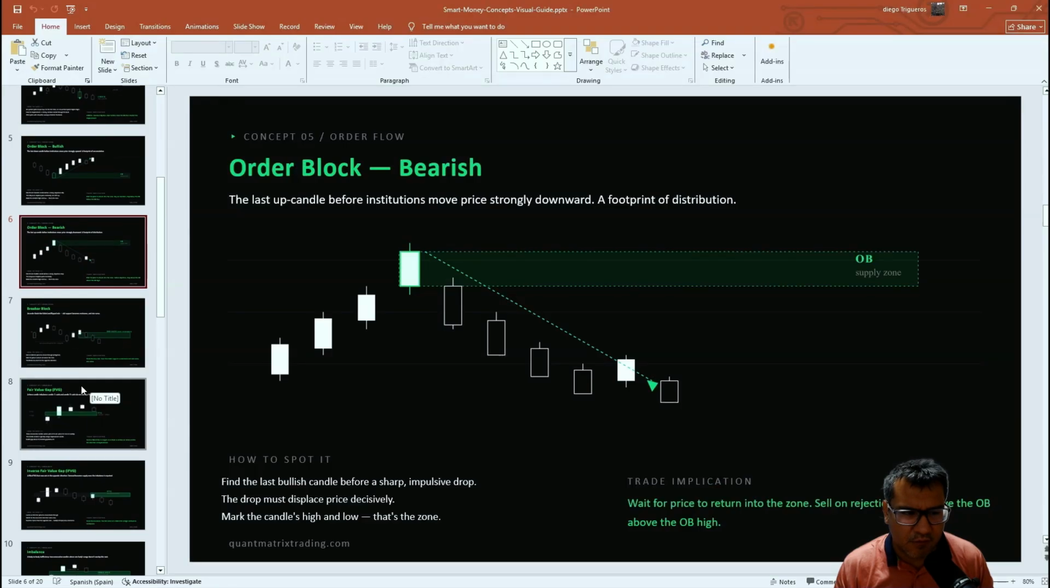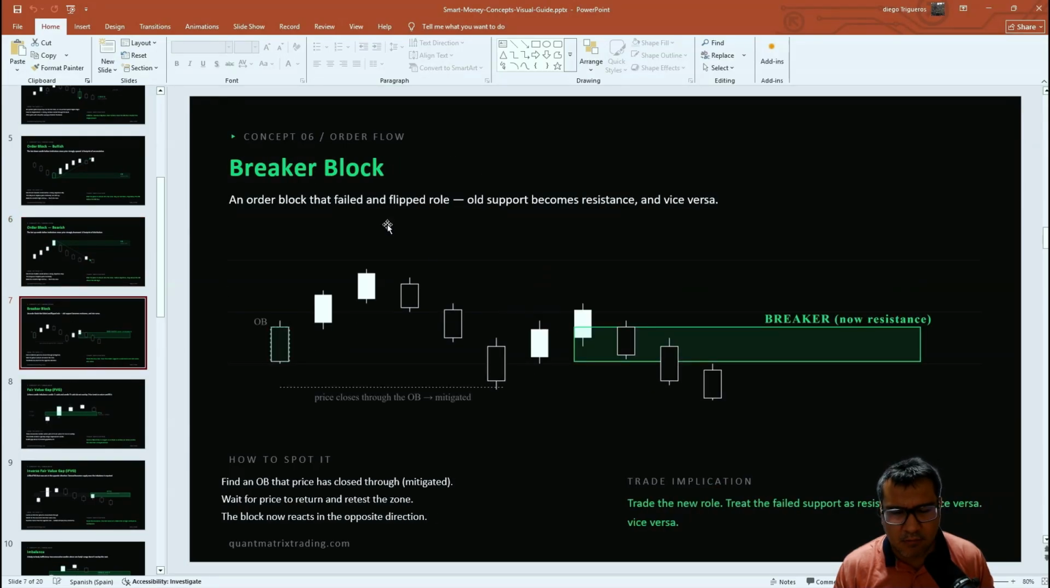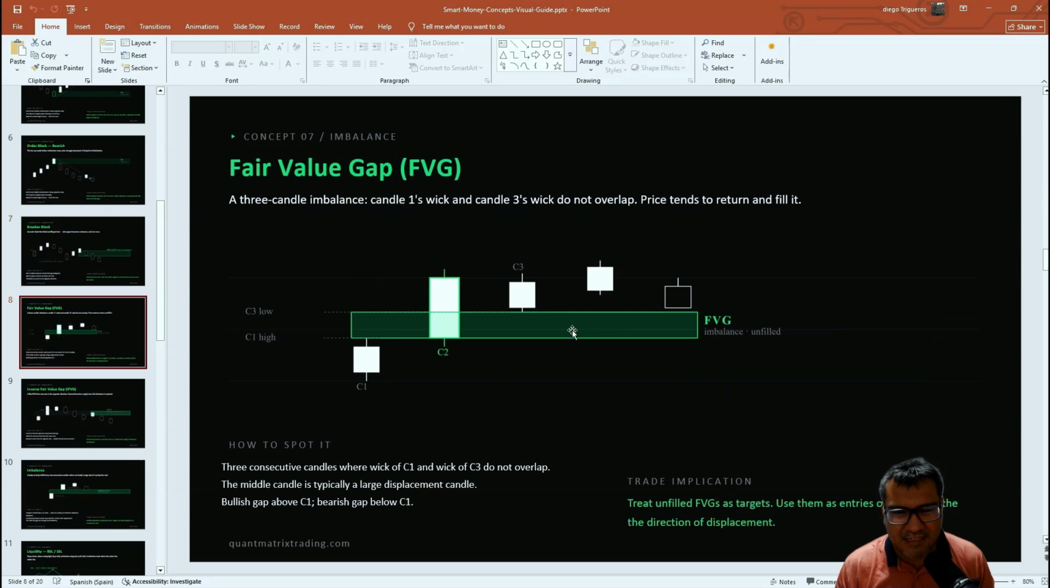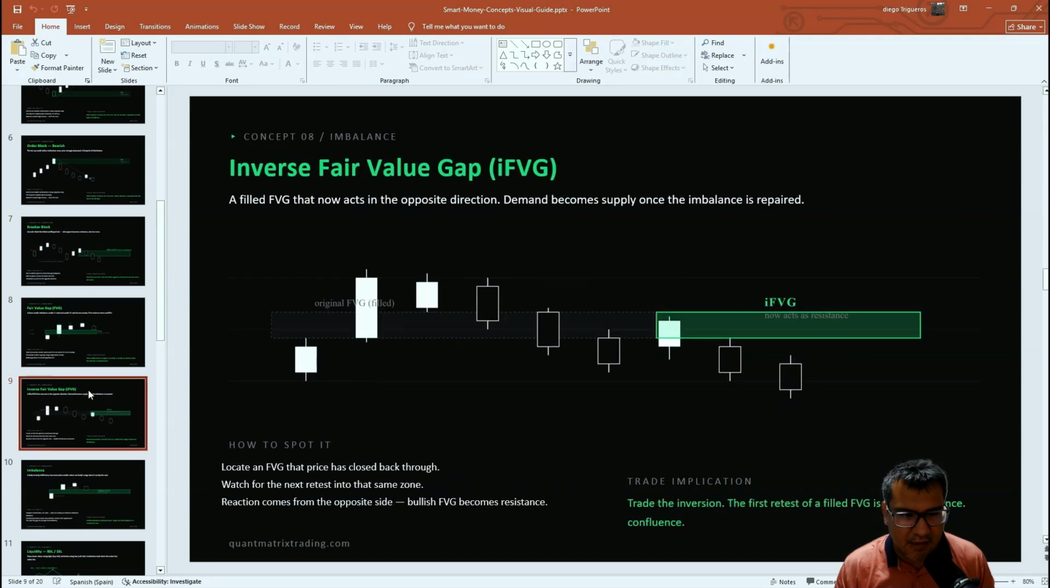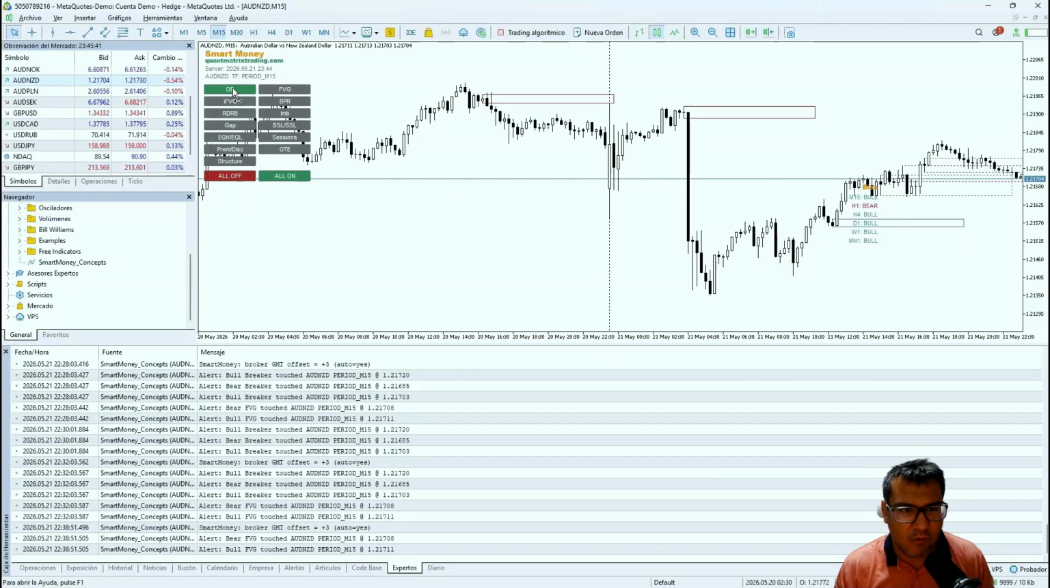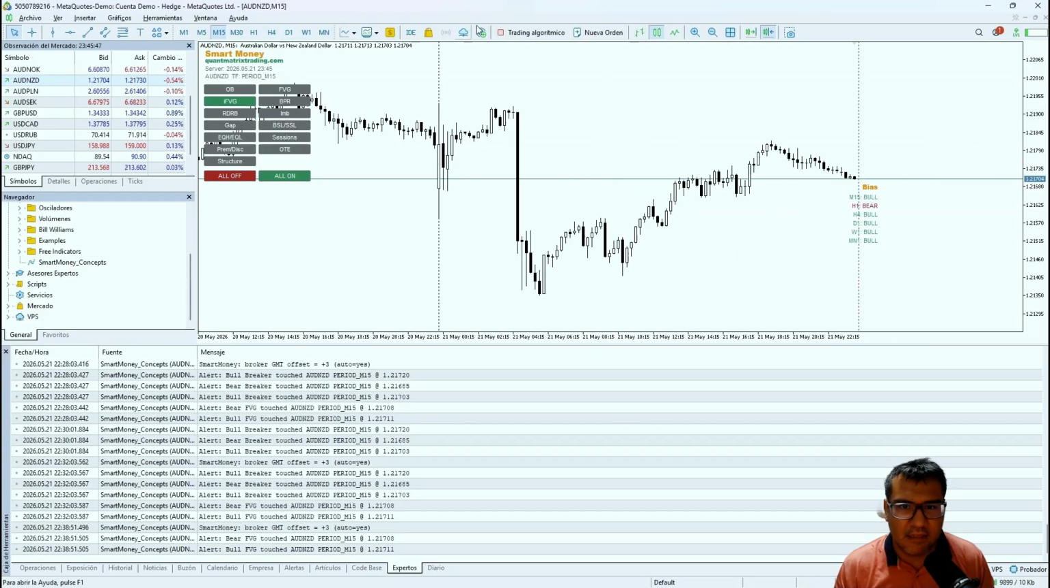You will see that we have other concepts like breaker, but this breaker I didn't put in the indicator. I didn't think it was fundamental, so I only did the fundamental ones. The fair value gap is an imbalance, right? And the inverse fair value gap is the opposite, but it will act as a resistance. The other one acts as a support and the other one as a resistance. So if you go here, you can see how it acts as an imbalance.